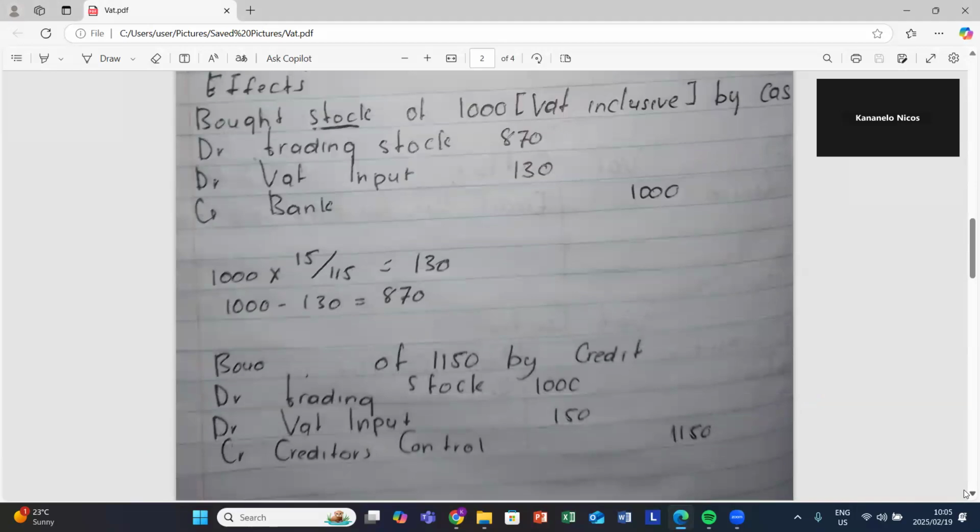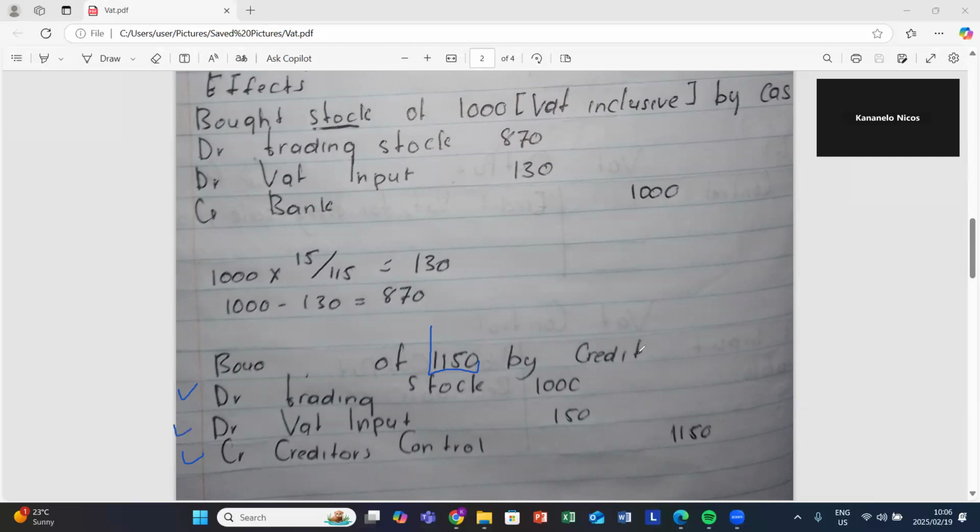Let's do another example. Let's just say that we had bought our trading stock for 1,150, but in this instance, on credit. Just like your bank, creditors control, you will credit the amount which you owe your supplier. How much do we owe our supplier? 1,150. Therefore, credit it. And then remember the value of a trading stock should be VAT exclusive, right? We debit it. And since this transaction is a purchase, it simply means that we paid our VAT input, and then you'll debit your VAT input.